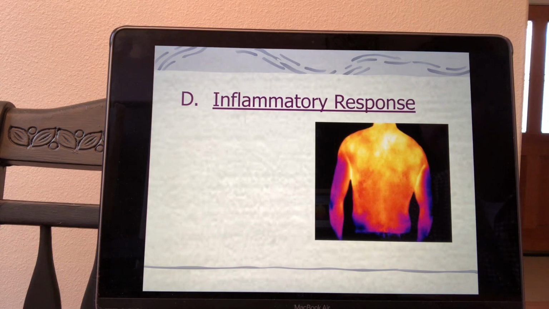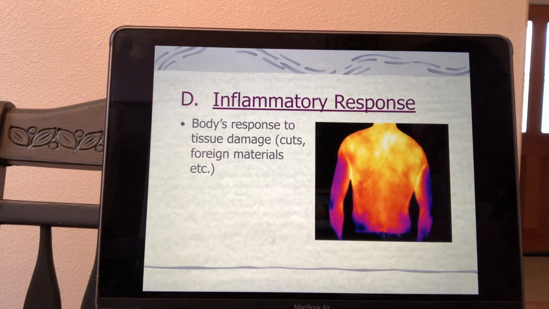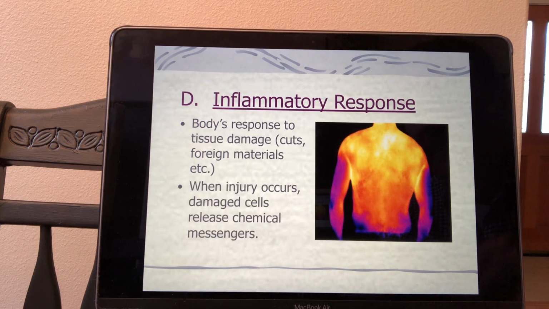Last but not least, your body's second line of defense includes this chain reaction of sorts that is known as the inflammatory response. The inflammatory response is your body's response to tissue damage, cuts, foreign materials, etc. And when injury occurs, the damaged cells, again, can't talk to one another, but what they can do is secrete or release chemical messengers, which are a cry for help. So again, this whole response is your body's response to tissue damage, a cut, stepping on a thumbtack, getting a splinter of sorts, etc. And it is a chain reaction.